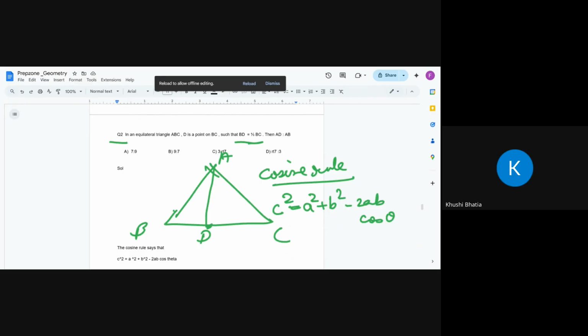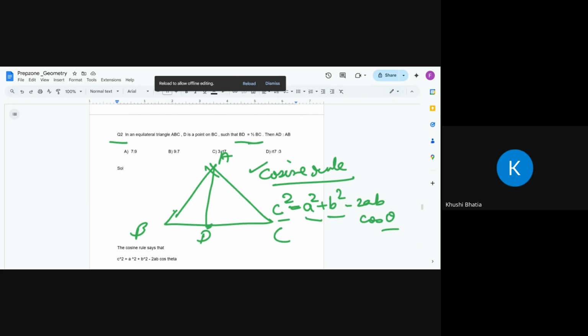Sir, one second, please tell me again. I was writing, so I did not hear that much. Please tell me once more. Yes, so there is this rule called the cosine rule. If I know two sides A and B, then I can figure out the third side C. But I should also know the angle between A and B. This is the cosine rule.